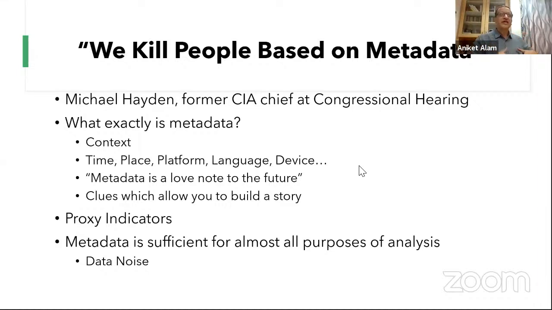And he said, it's not that we don't have the technology. We can, of course, break into emails and text messages. We don't want to do that. It's just too much data. We can't deal with it. Metadata is enough. The proxy indicators tell us everything we want to know. And 50% is as good a rate of killing via drones as the best human intelligence that the CIA could get.